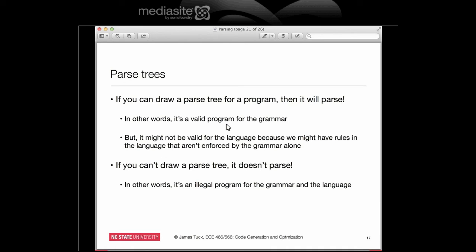Now, on the other hand, if you can't draw a parse tree, then it doesn't parse. And because it doesn't parse, you know for sure it's an illegal program for both the grammar and for the language.